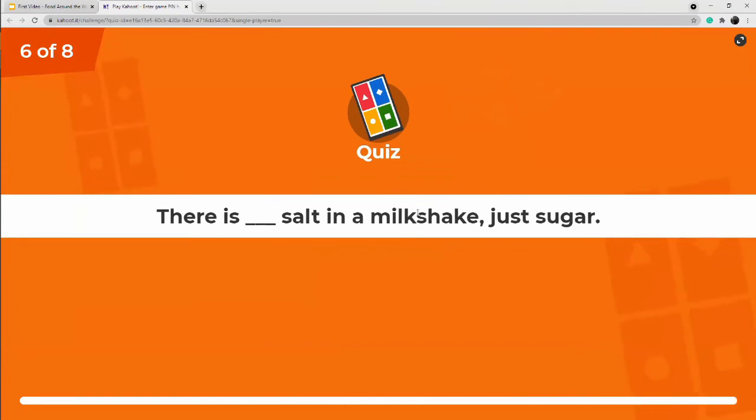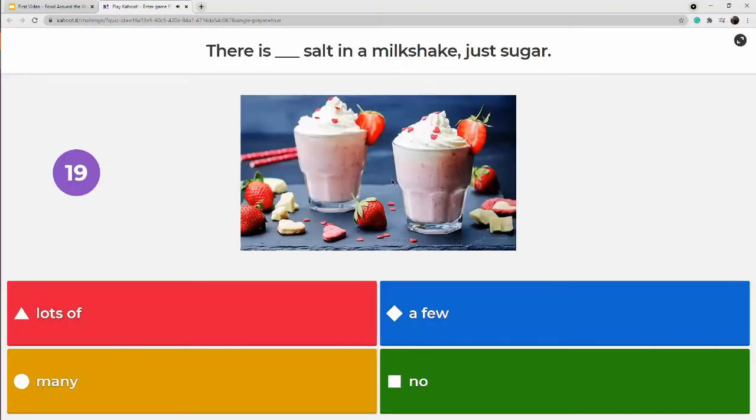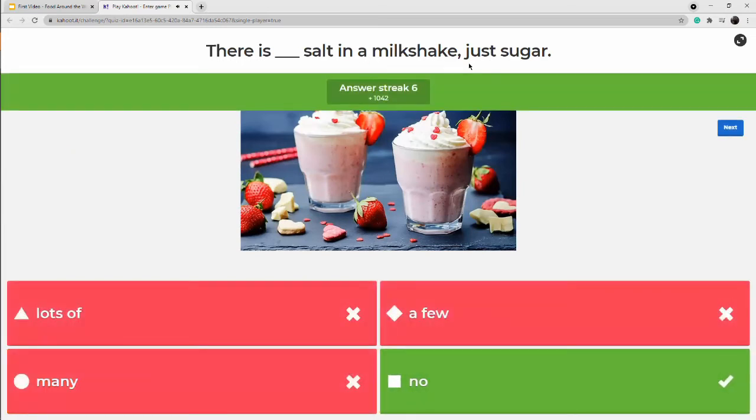Now, a milkshake. What is a milkshake? Is this what you have on the screen? Does a milkshake have salt? Not really. There is no salt in a milkshake, just sugar. So yeah, no salt.